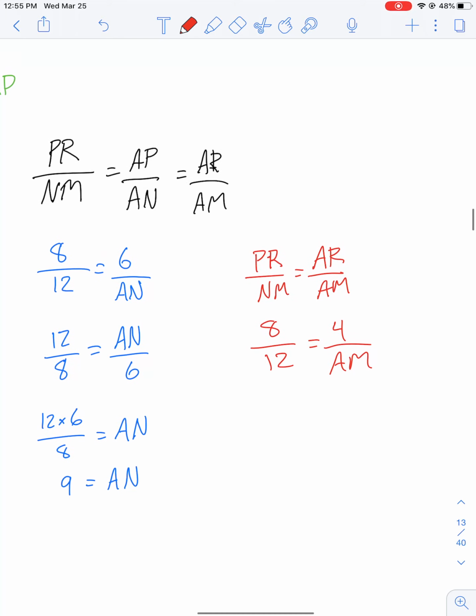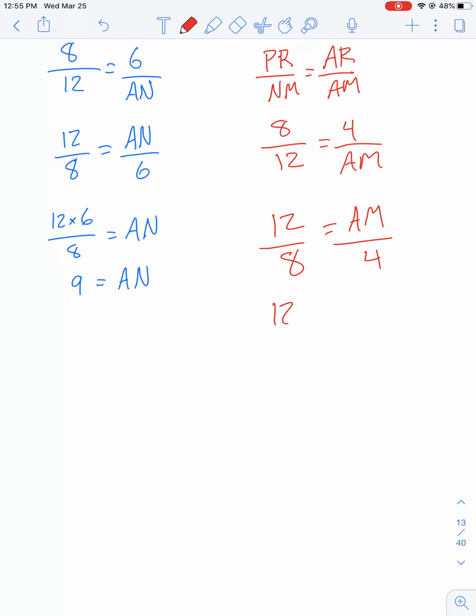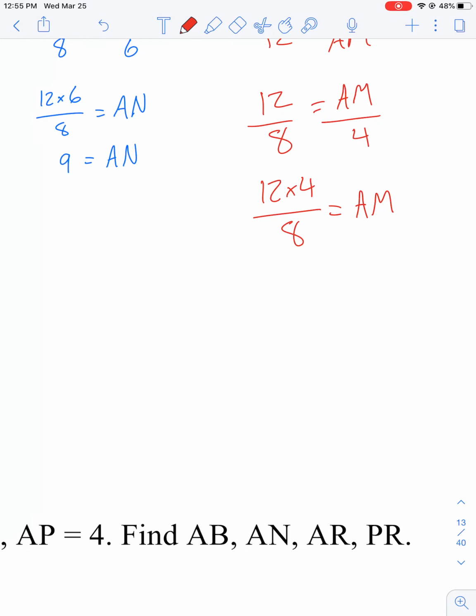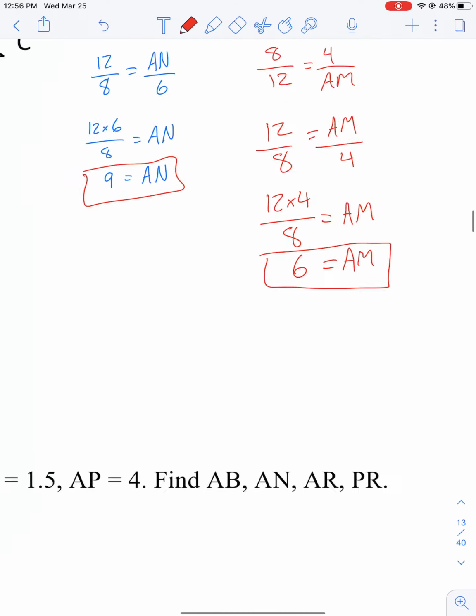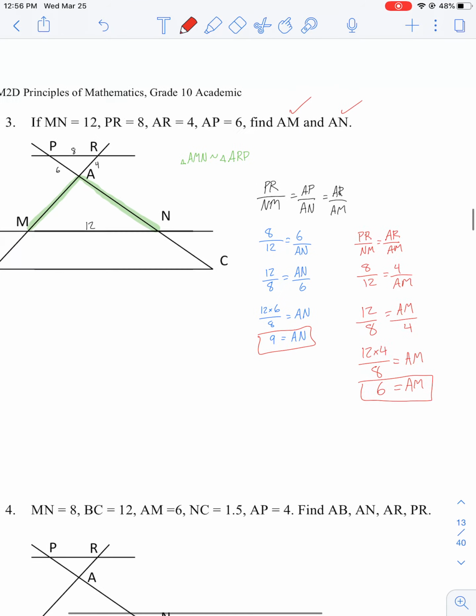So I guess we could have set this up, flipped it before, so we don't have to flip it now. But once again, we don't like our unknown in the denominator. I'm going to flip both those fractions upside down, multiply both sides by 4. 12 times 4 divided by 8 is equal to AM. So 12 times 4, 48. 48 divided by 8. We have got AM equaling 6. And I think that's the only two things the question was asking for, AM and AN.